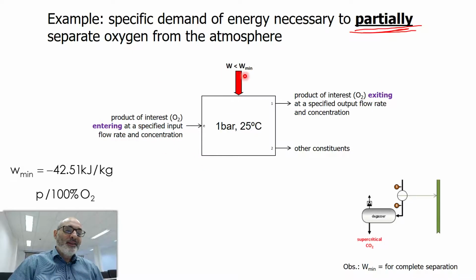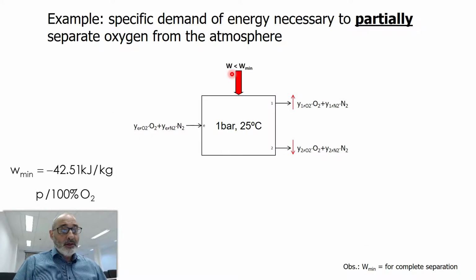And the idea is to get, this is funny because W minimum, we're going to get work which is smaller than the minimum. This may be contradictory, but actually W min is for perfect separation. This W, which is smaller than W min, is for partial separation. And both are theoretical, and perfect in the sense that there is no exergy destruction.